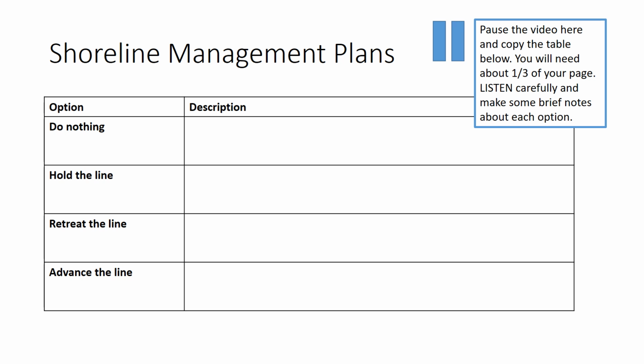The last option is advance the line. You could build new coastal defences further out into the sea. So almost like the line of the UK has increased. The UK has become bigger. This requires a huge engineering project and would be the most expensive option. The advantage would be that new flat land would be available that could be used as a port or an airport facility.